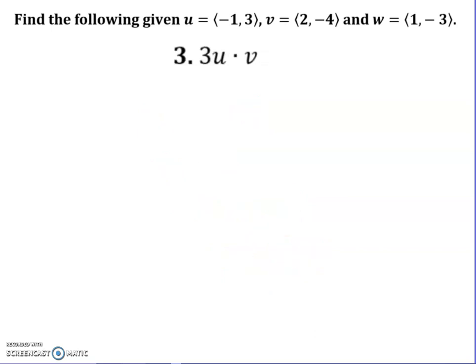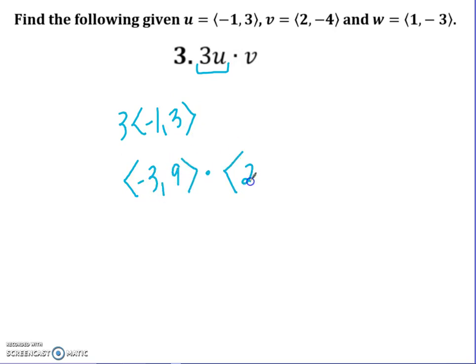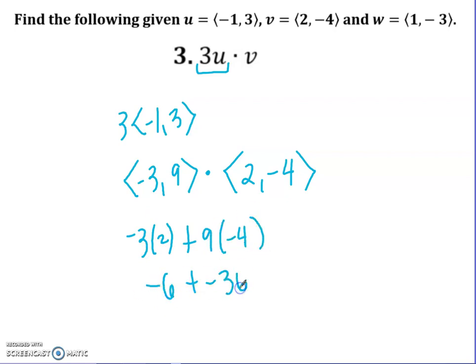Now we've got 3u dotted with v. So we're doing this guy first. We're doing 3 times u, which is going to give me negative 3, 9. We're doing the dot product now with v, which is going to be 2, negative 4. So I'm going to rewrite it. So we're going 3 times 2 plus 9 times negative 4. So negative 6 and a negative 36 is going to give me a value of negative 42. 3 times my vector u, and then I'm going to do the dot product between that and v.